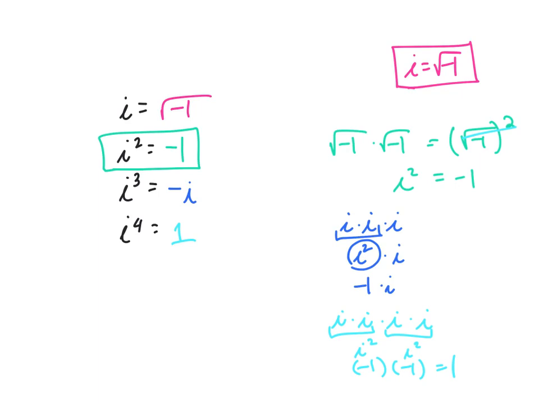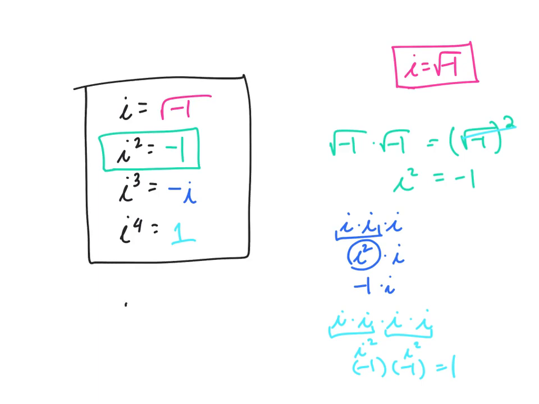And then this pattern repeats itself, because if you go to i to the fifth, that would be like doing i to the fourth, which is 1, times i. You get back to where you started. So this is the cycle of i's, because as you keep going, i to the fifth would turn into i to the fourth times i. i to the fourth just equals 1 times i, which equals itself. So you end up right back to where you started.